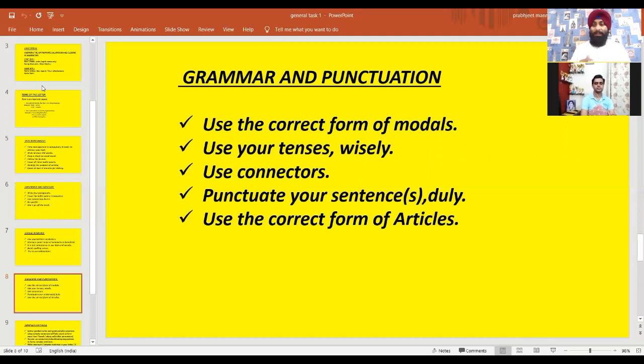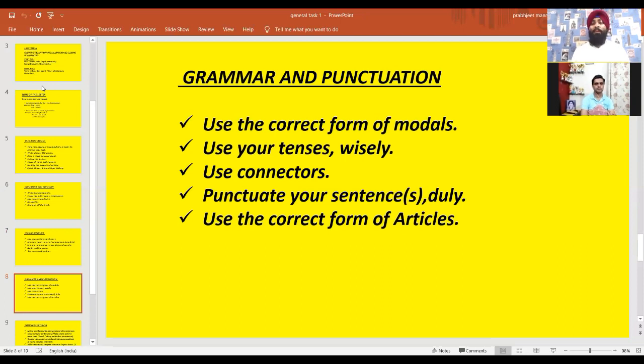Because in informal letters, you can go and check that you will be using a variety or range of modals in each and every sentence. It is very frequent over here. That is why I'm stressing more upon the true modal. Then you know Agree. Better that you must use your tenses wisely. You know that entire stuff. I'm not going to repeat it again.